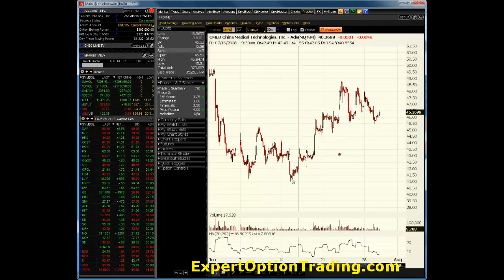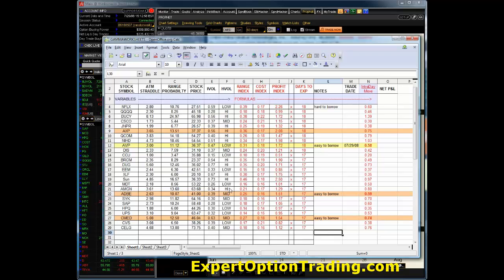Okay, just a quick update. I'm looking at narrowing down two more gamma scalping candidates. One is Adobe and the other is CMed. I've checked them both. They're both easy to borrow. Their profit index is about the same, about $1.51, $1.54 for CMed. They're both in the mid part of their volatility ranges. They both have good range probability.